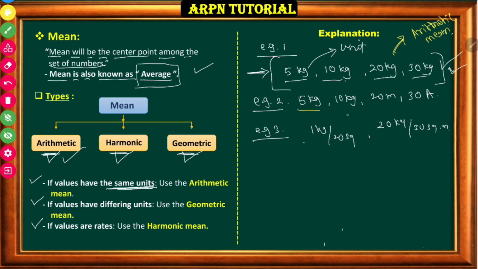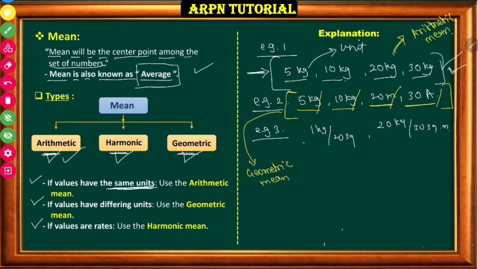Second example is, you have different units. If you can see here, 5 kg, 10 kg, 20 meters, 30 ampere. Kg is a different physical quantity. A meter is different than that of kg, and ampere is again different. But if you want to find the average of this set, then you have to use what? Geometric mean.